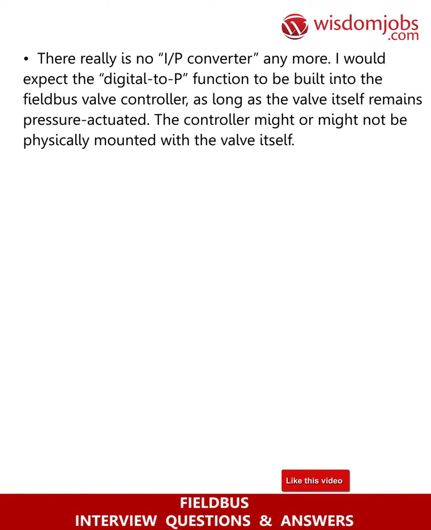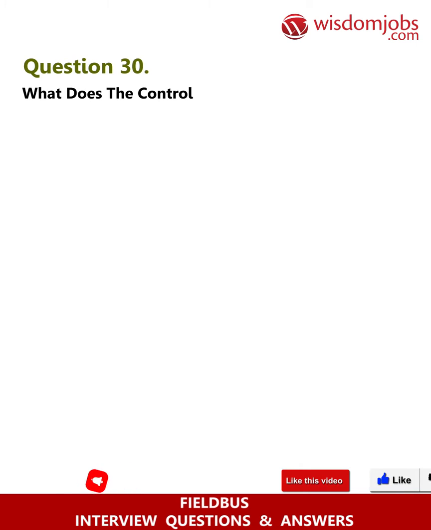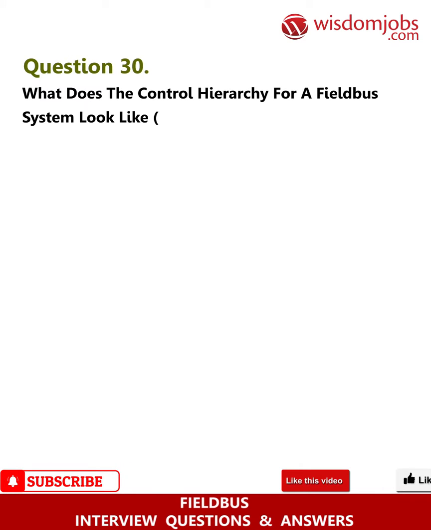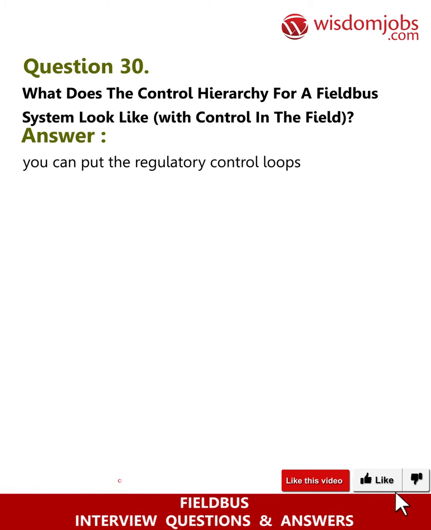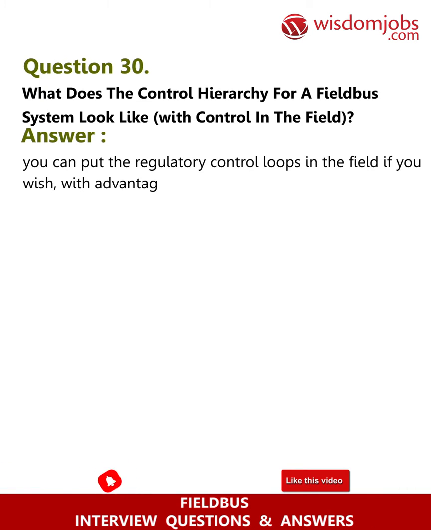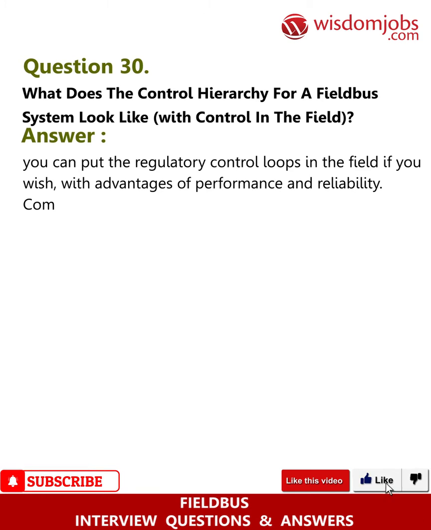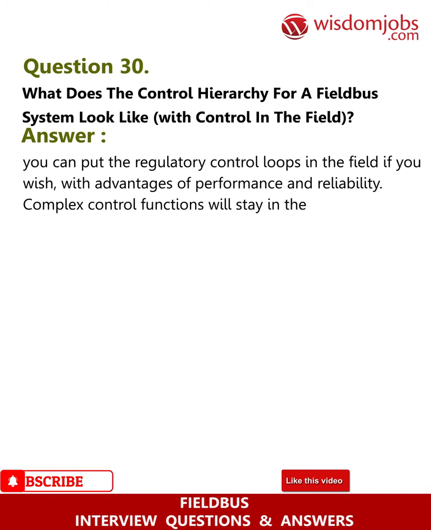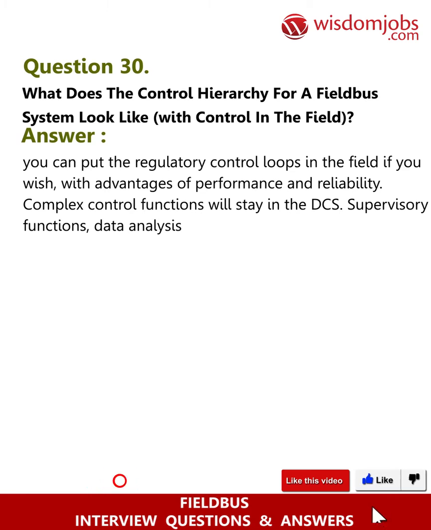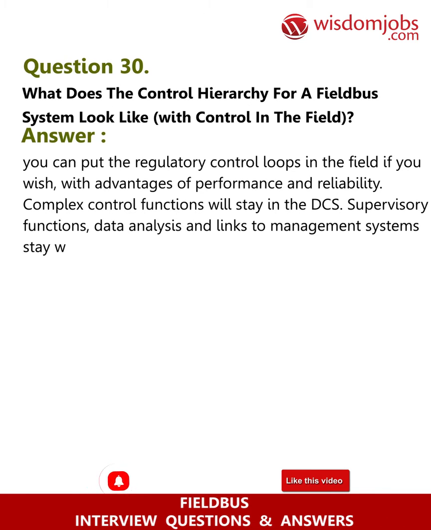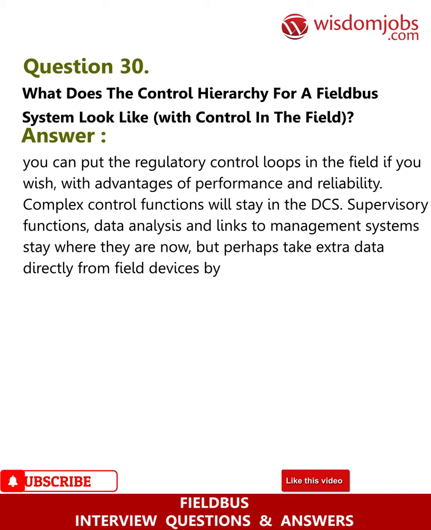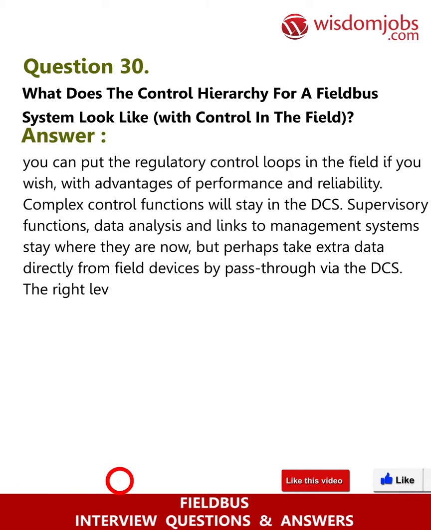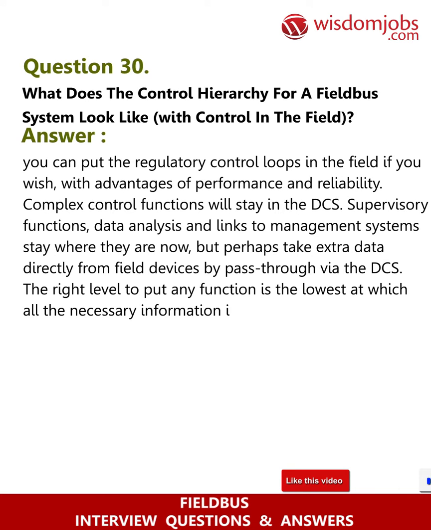Question 30. What does the control hierarchy for a Fieldbus system look like with control in the field? Answer. You can put the regulatory control loops in the field if you wish, with advantages of performance and reliability. Complex control functions will stay in the DCS. Supervisory functions, data analysis and links to management systems stay where they are now, but perhaps take extra data directly from field devices by pass-through via the DCS. The right level to put any function is the lowest at which all the necessary information is available.